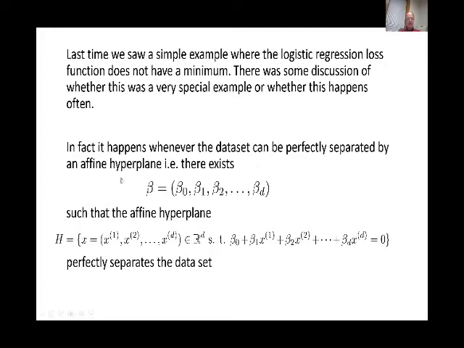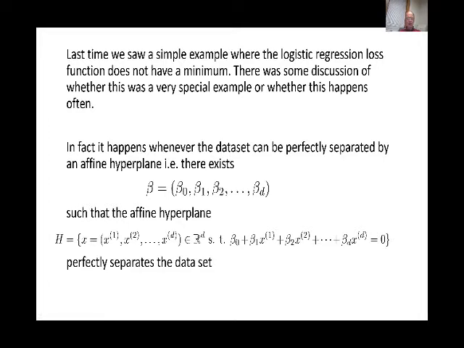So let's just go over this. If we have an affine hyperplane, that's given by some equation. It's a set of all x's in R^D. A vector or point in R^D can be described by its coordinates x1, x2, up to xD. And the hyperplane is then given by an equation with coefficients beta 0, beta 1, and so on, such that beta 0 plus beta 1 times the first coordinate plus beta 2 times the second coordinate and so on is equal to 0. So the hyperplane is the set of all vectors in R^D satisfying this equation.